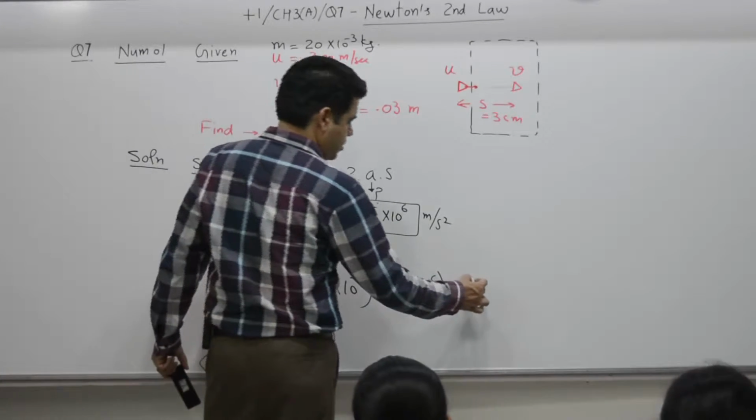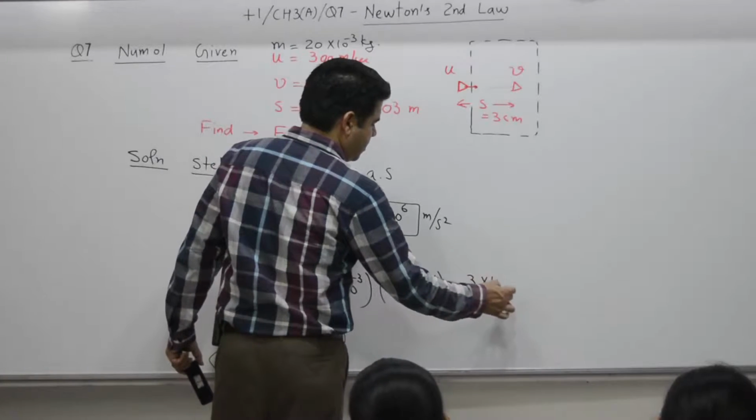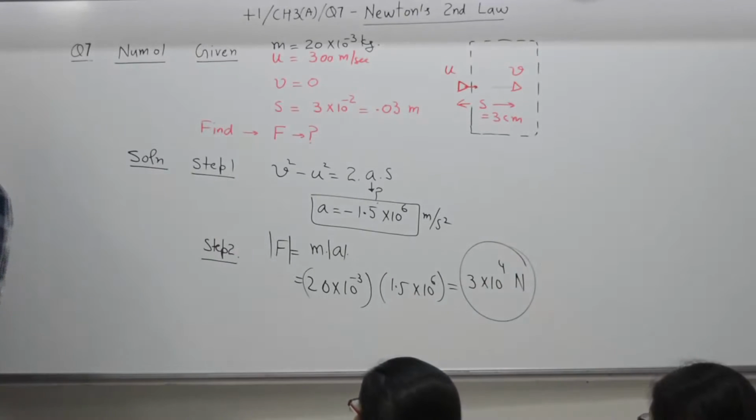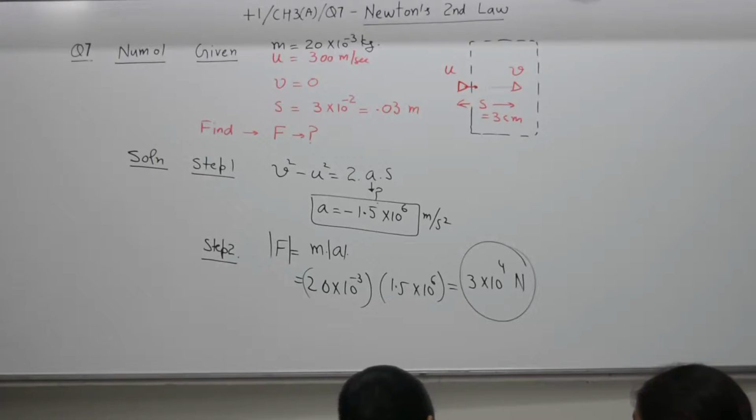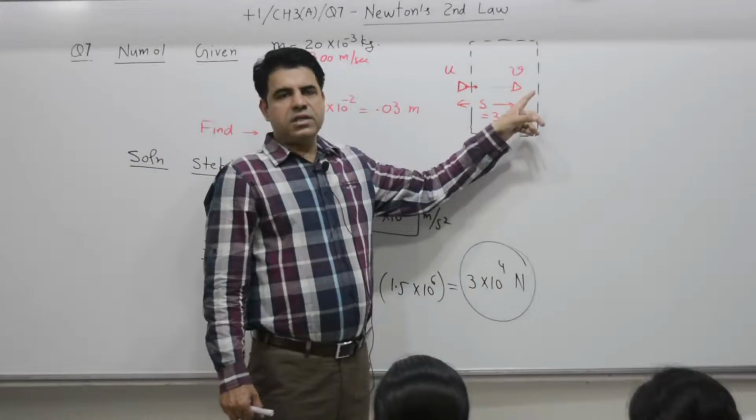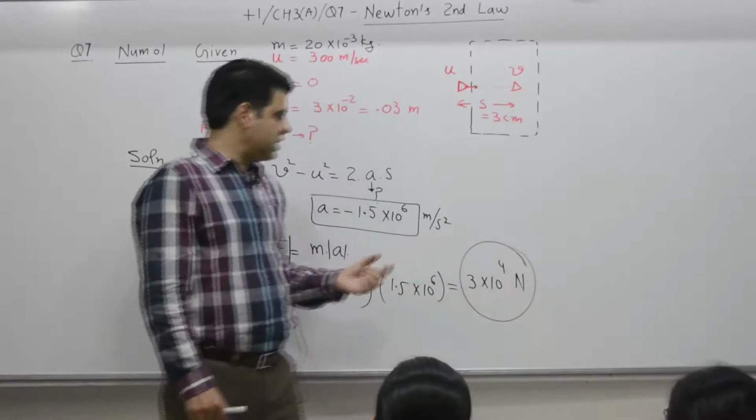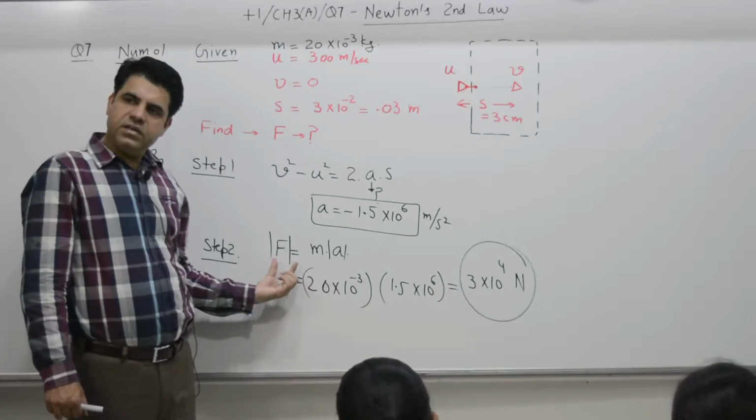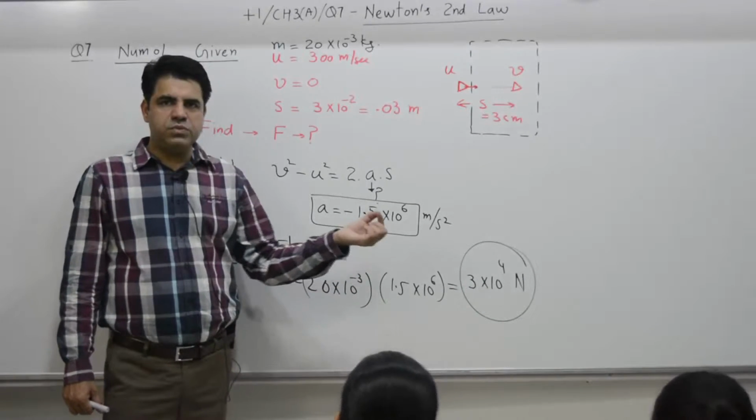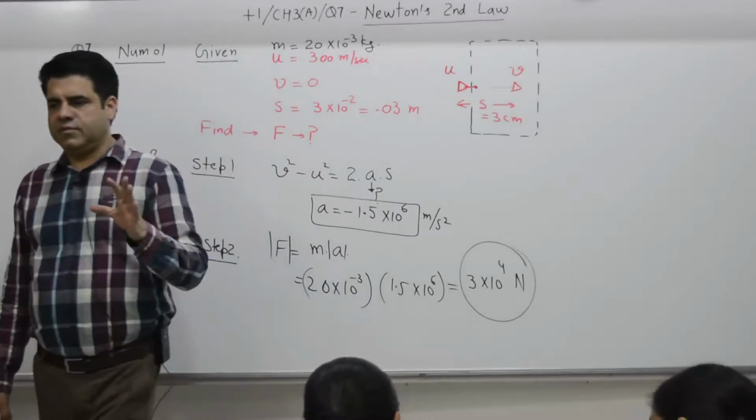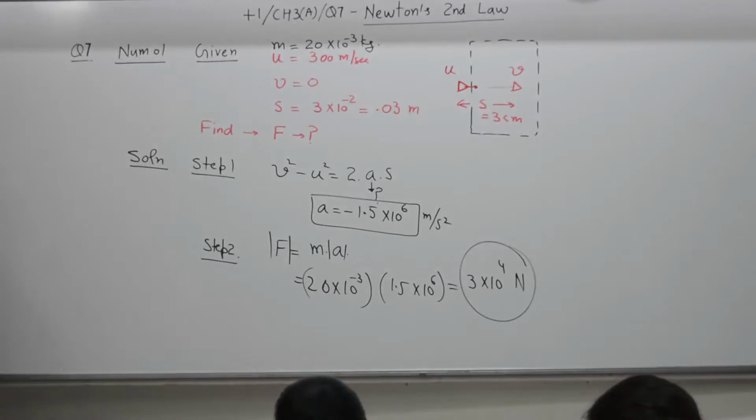3 into 10 power 4 Newton. Here, not an issue. In the book, they have written it to be negative, nothing to worry about. We have represented through the diagram that it is a retarding force. That is why what we find is only the magnitude. Fine, so the magnitude is 3 into 10 power 4 Newton. Nature is retarding. Fine. That is 1.